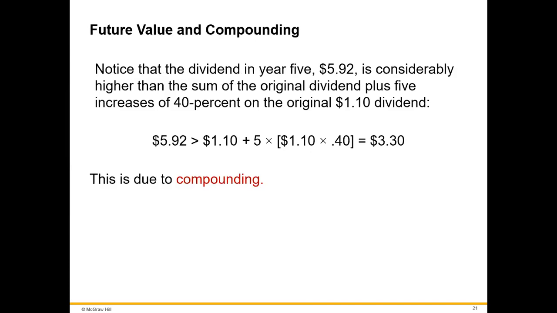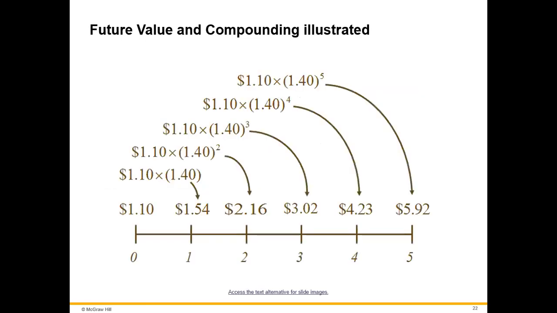Okay, so notice the dividend in 5 years is $5.92. It's considerably higher. Why? Because it's growing each year by 40%, and compounding as it grows. So there's a great picture of what's actually happening there.